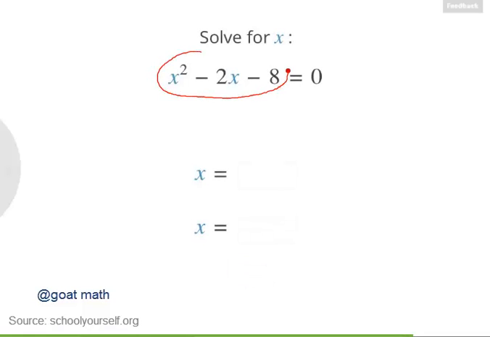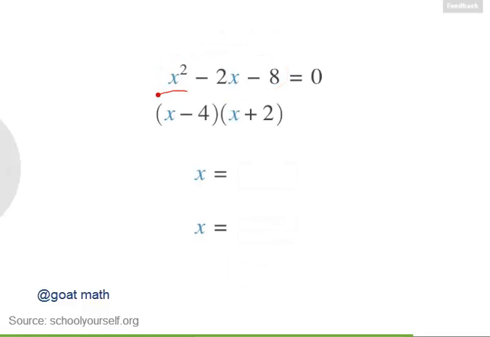Great, so x squared minus 2x minus 8 equals x minus 4 times x plus 2, and this is equal to 0. When x minus 4 equals 0, that means x equals 4. And when x plus 2 equals 0, that means x equals negative 2.